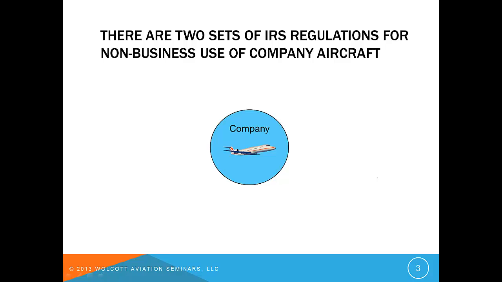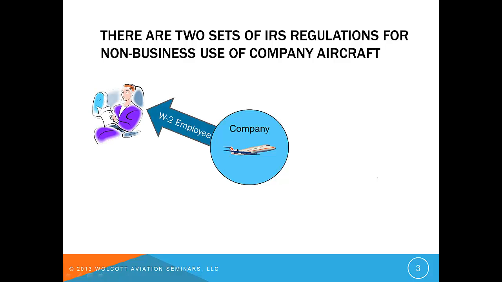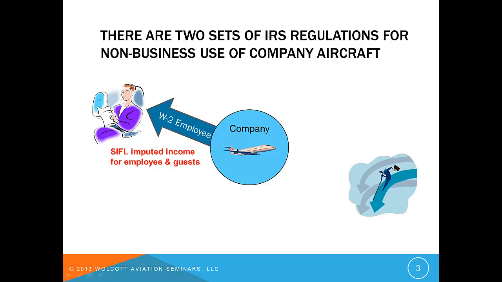There are two sets of IRS regulations for non-business use of company aircraft. There is the imputed income that's charged to an employee for using the company aircraft for non-business purposes, and that's called the SIFL imputed income, and we talk about that in other videos. Then there are the company deductions from entertainment flights. Those are the rules that we will talk about today.